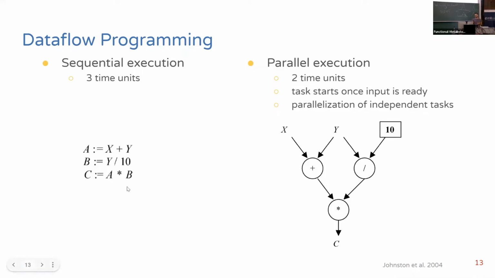As we can see here on the right side with the parallel execution, it only takes 2 units because processes that are independent of each other can of course run at the same time. So here we would have the addition and the division at the same time because we can pass the value of Y to the input of the addition process and the input of the division process. And yeah, the idea is that one task starts once the input is ready. So the multiplication would only start when both the addition and division had finally executed.